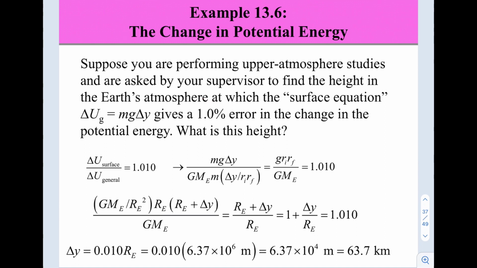Then substitute delta U surface as mg delta y. Delta U general is G M E m delta y over R initial times R final. So what we can simplify here, we can cancel out the mass. We are left with g, R initial times R final over capital G mass of the Earth. This is 100%, this is 1% just now. Everything is already settled.